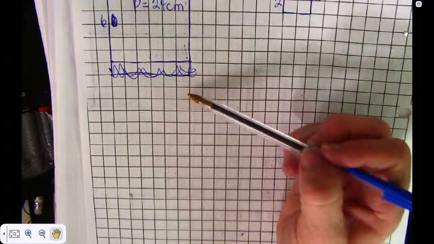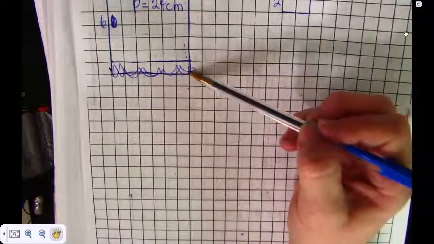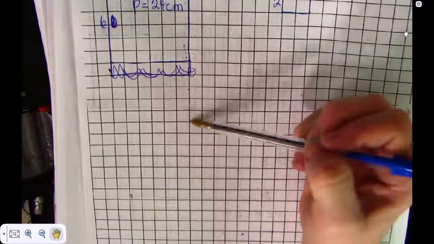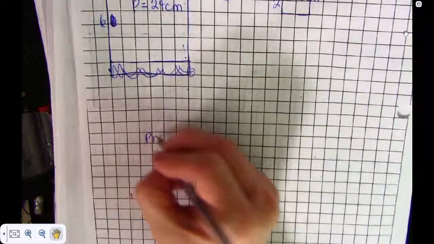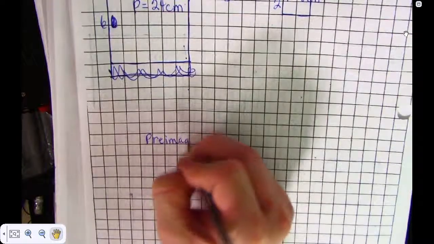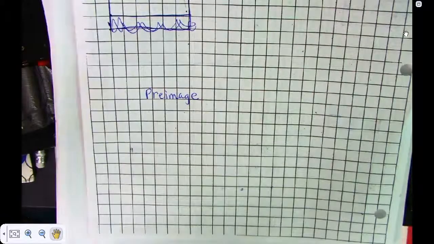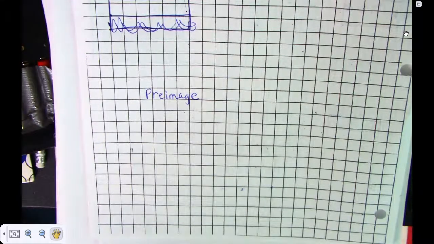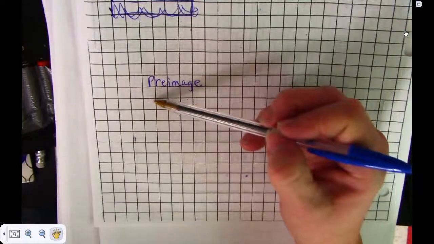Count down from yours. Let's count down 6 squares. And write the word pre-image. What does that mean, pre-image? It's the one we start with. Good. It's the original. It's the old. It's the one we start with before we do anything to it. Exactly. So you've got your pre-image. Okay. I skip down 6 more squares.